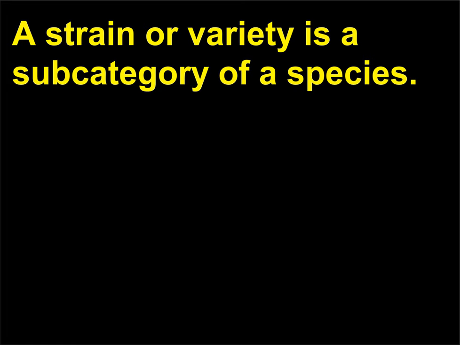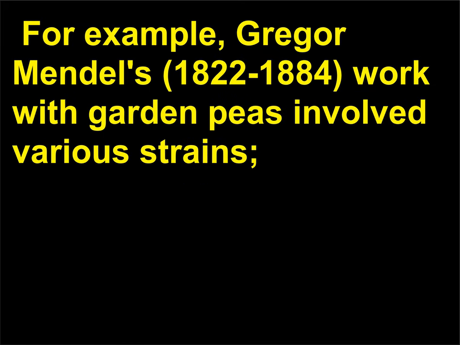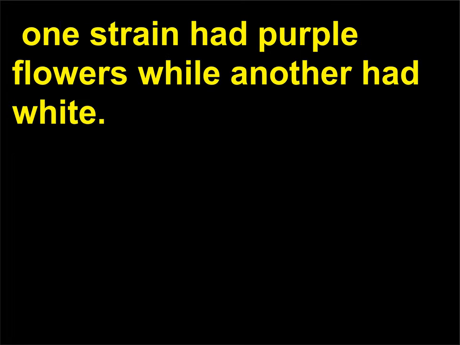What is a strain? A strain or variety is a subcategory of a species. For example, Gregor Mendel's, 1822-1884, work with garden peas involved various strains. One strain had purple flowers while another had white.